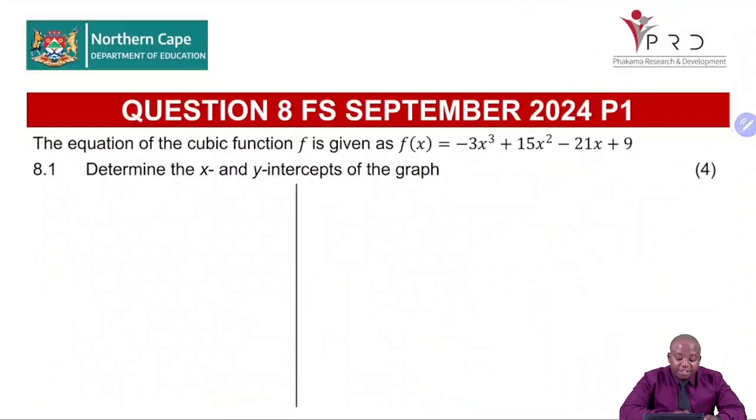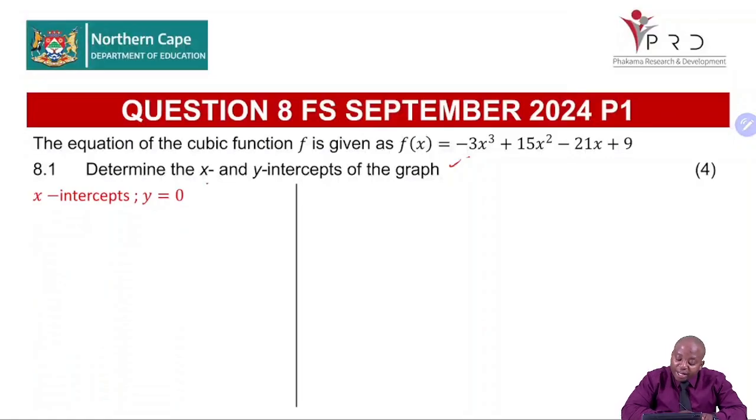8.1, they tell us the equation of the cubic function f is given as f of x equals negative 3x cubed plus 15x squared minus 21x plus 9. Determine the x and the y intercept of the graph. Now, let's start with the x-intercept.